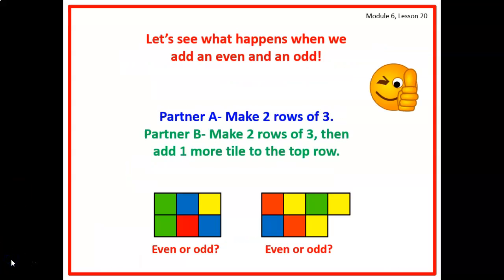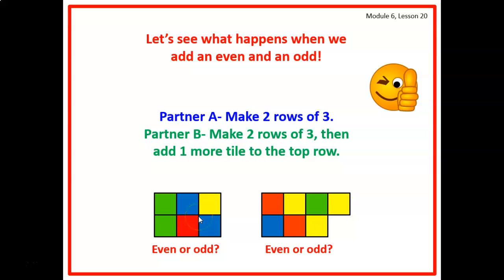Now, boys and girls, we're going to see what happens when we add an even and an odd number. So here's the first array. 2 rows, row 1, row 2, 2 rows of 3. 1, 2, 3. Now, the other partner makes 2 rows of 3, which is row 1, row 2, and then we add one more tile to the top row.